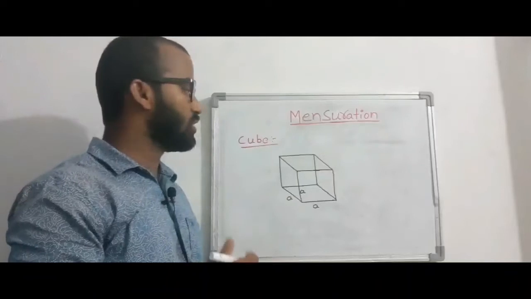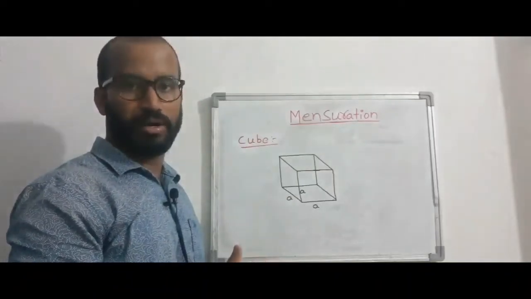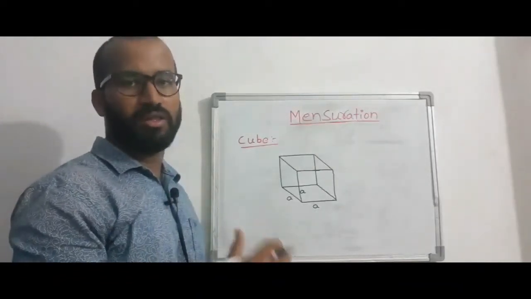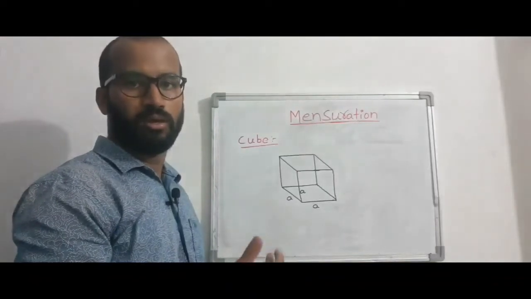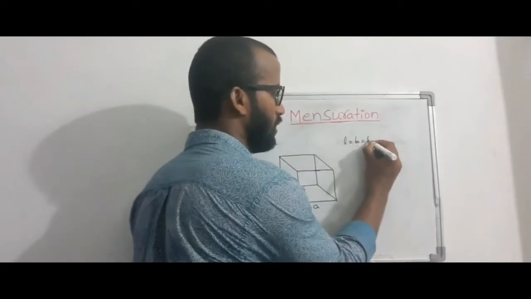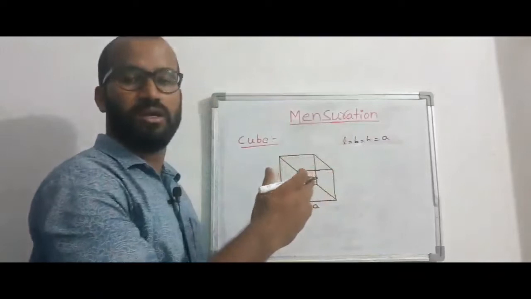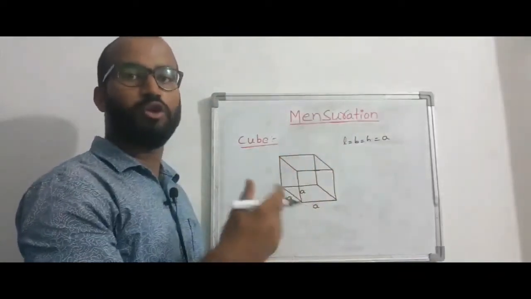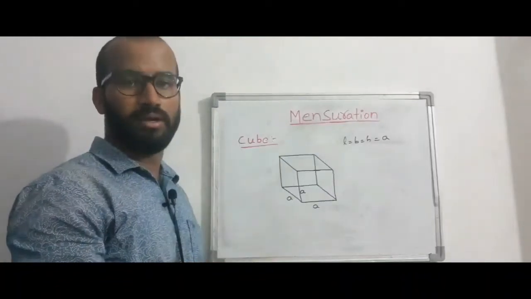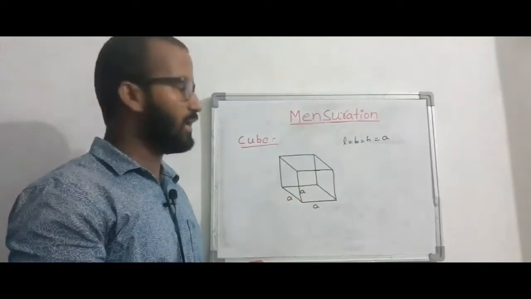Our next 3D shape is the cube. A cube is a special type of cuboid. If you make length, breadth and height equal, then it is going to form a cube. Length, breadth, height is equal to A. A cube is a special type of cuboid, just as a square is a special type of rectangle.